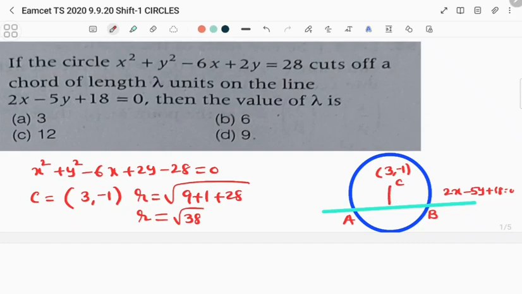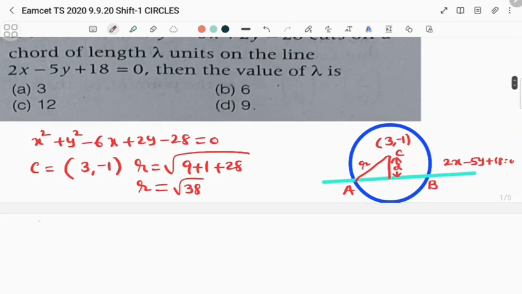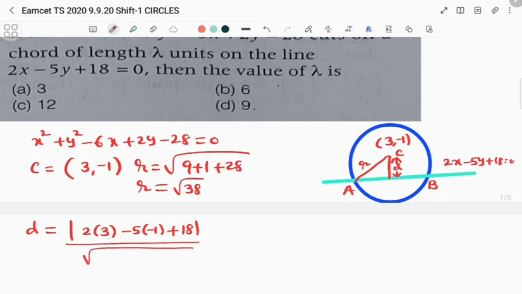So from the circle center to the line, find out the perpendicular distance d value. This is the radius value. So d is equal to the perpendicular distance from the center of the circle to this line. Directly I'm writing 3 comma minus 1 in place of x, y. So modulus of ax1 plus by1 plus c by root of a square plus b square, straight lines concept, dear students. 2 into 3 minus 5 into minus 1 plus 18 by root over 2 square plus 5 square, x coefficient whole square plus y coefficient whole square, which is equal to 6 plus 5, 11, 11 plus 18, 29. 29 by root 29, which is equal to root 29.